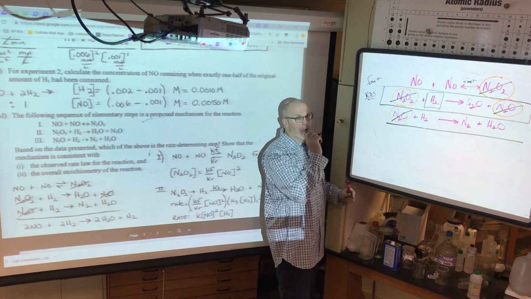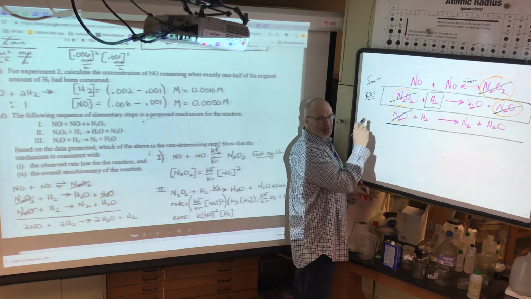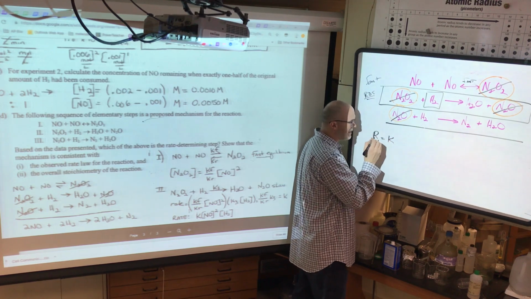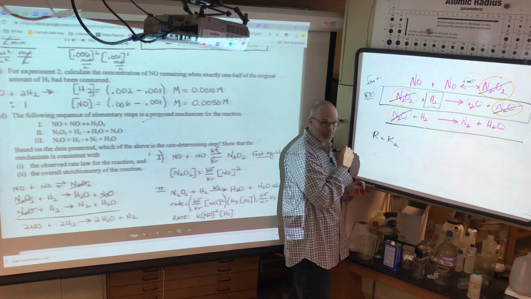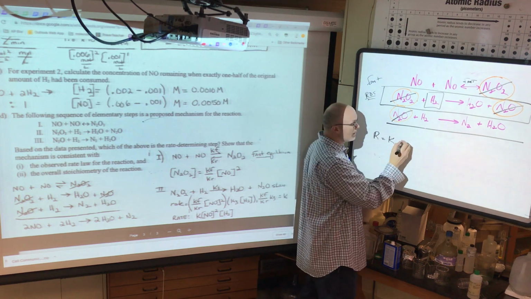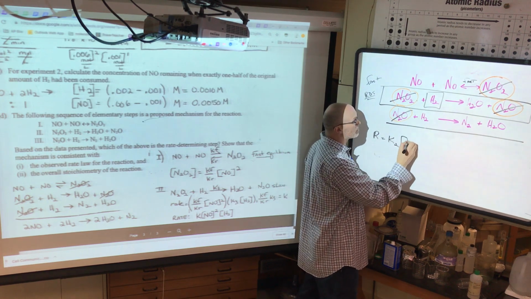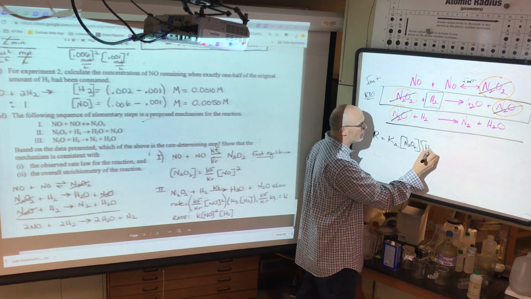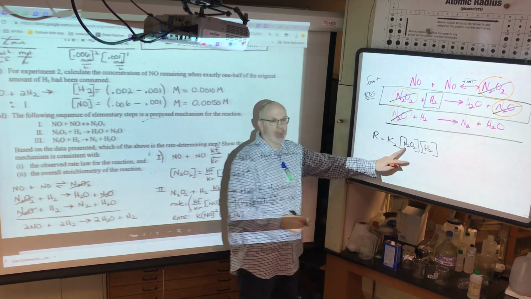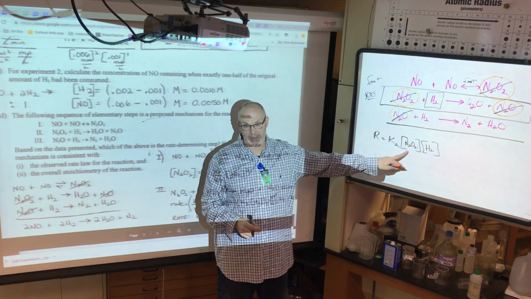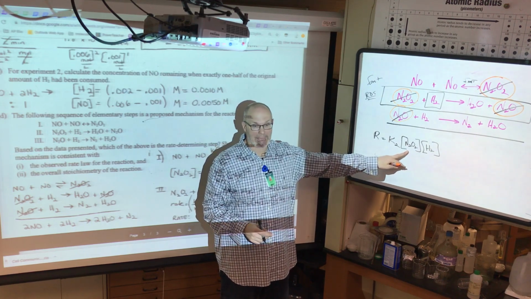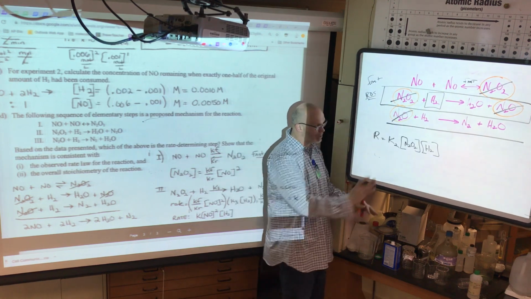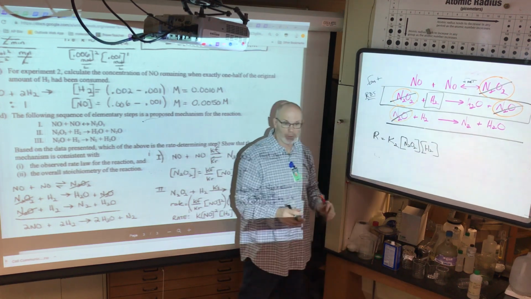So, here's my problem. This is my elementary step, right? So, R equals k. Now this is k of the second step, times the concentration of N2O2 times the concentration of H2. Now you may say, well, I can't put an intermediate in here. You're right, I can't. An intermediate is not part of the reaction. But I'm going to use it to relate to the other reactions. If you just took this away and made this one, you'd be wrong.